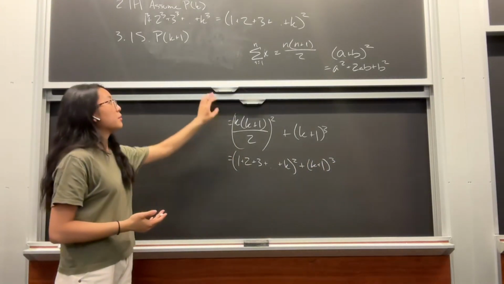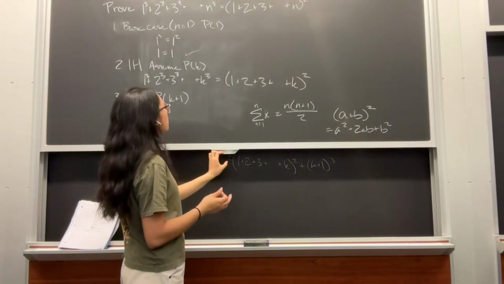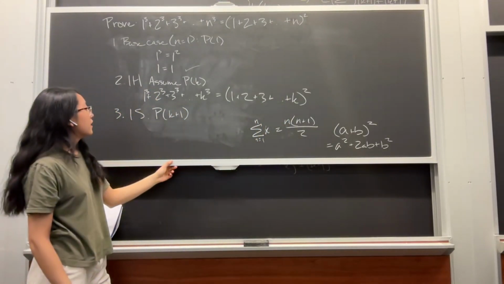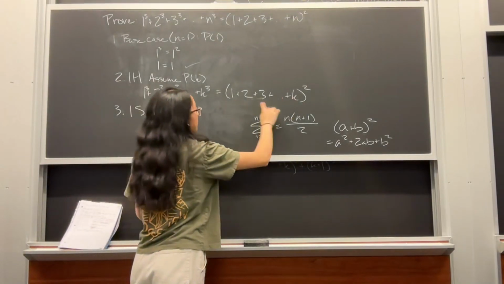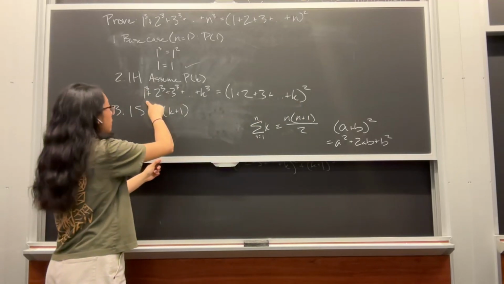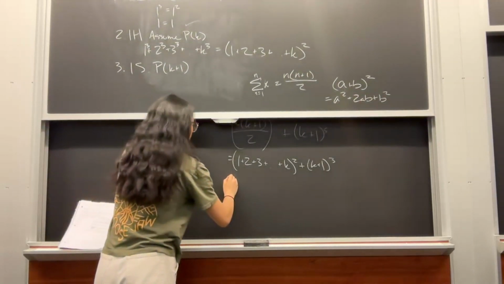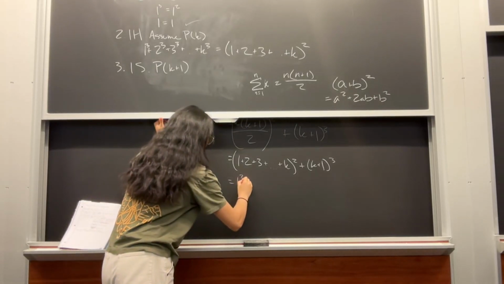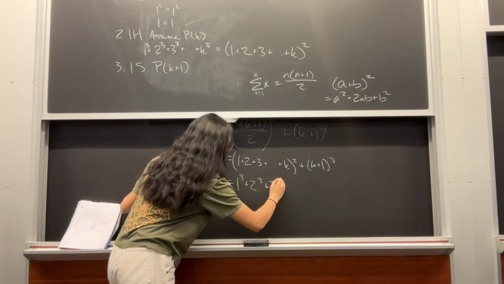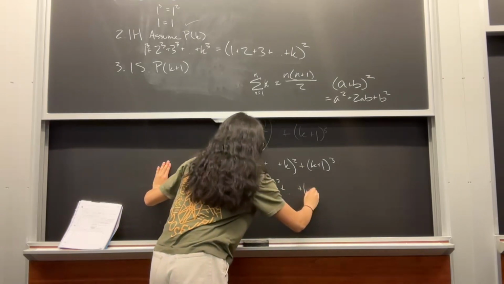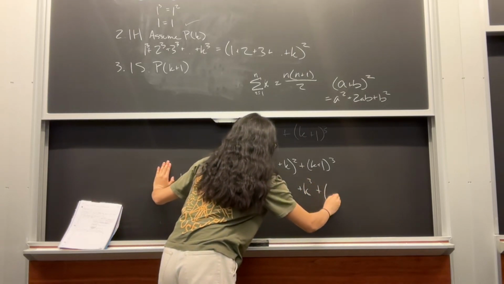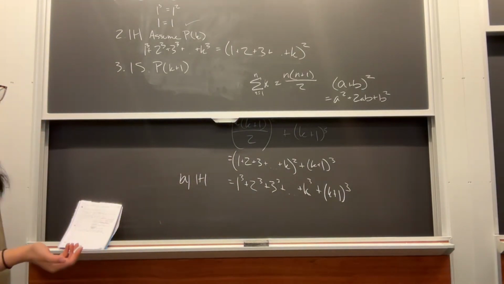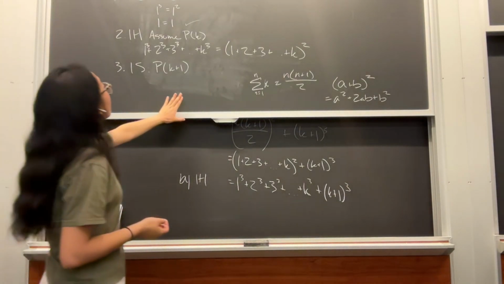And now this probably looks a little more similar. It's maybe easier for you to imagine how this can become what we used in our inductive hypothesis, where the square of the sum of terms 1 to k is equivalent to the sum of cubes. So let's transform that by the inductive hypothesis. And we'll say 1 cubed plus 2 cubed plus 3 cubed plus all the way to k cubed plus k plus 1 cubed. And that is exactly what we were going for from the beginning.